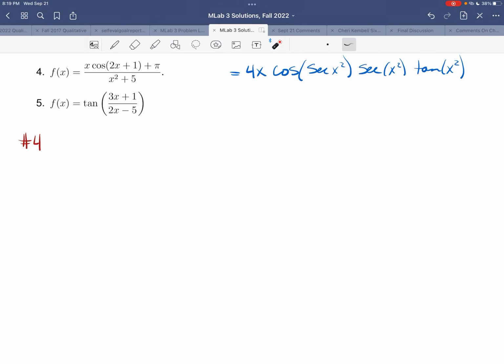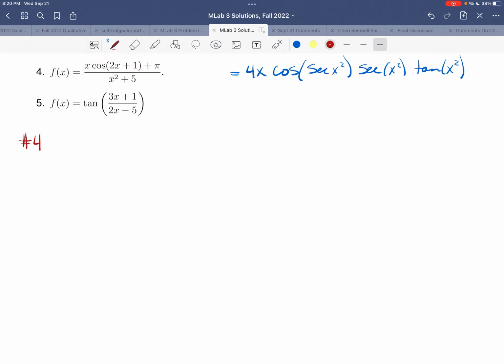Looking at this function, thinking about it, this is first and foremost a quotient. There's a quotient going on. I've got this part over this part. So I'm going to primarily do a quotient rule. But when I go to take the derivative of the top, there's a product right here. And there's also function composition going on right here. So you've got lots of stuff happening here.